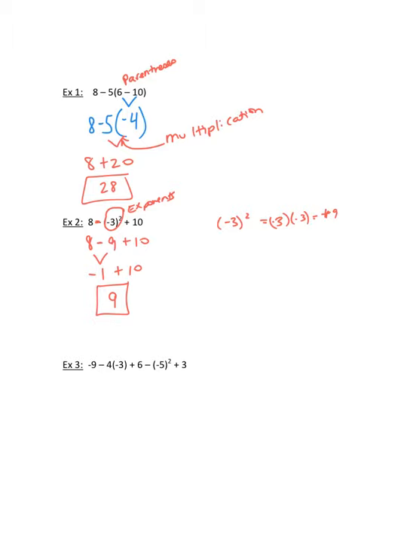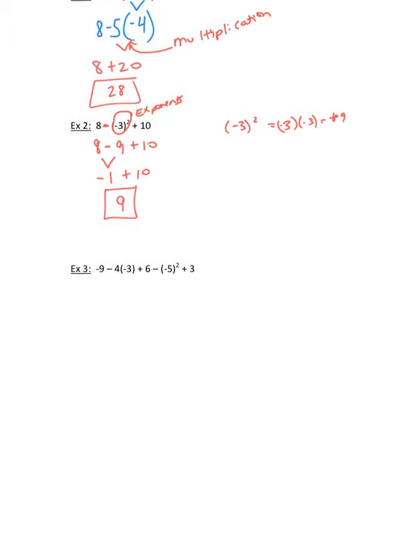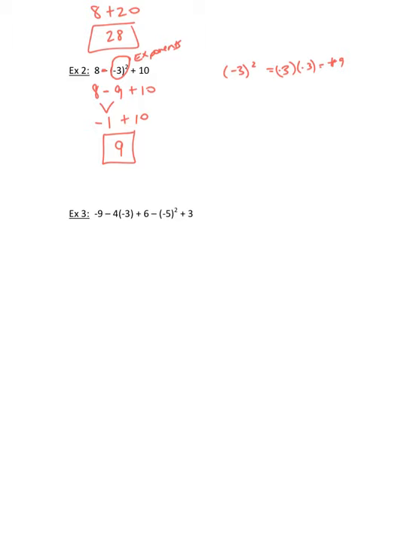Okay, we'll look at one more. Looking for parentheses. I don't have any parentheses because I don't have parentheses with a problem inside of them. I have exponents. I have negative 5 squared. Think to yourself, what's negative 5 squared? Is it positive 25 or is it negative 25? It is positive 25 because a negative times a negative is a positive. I'm going to bring everything else down. So I'm bringing down negative 9 minus 4 times negative 3 plus 6.